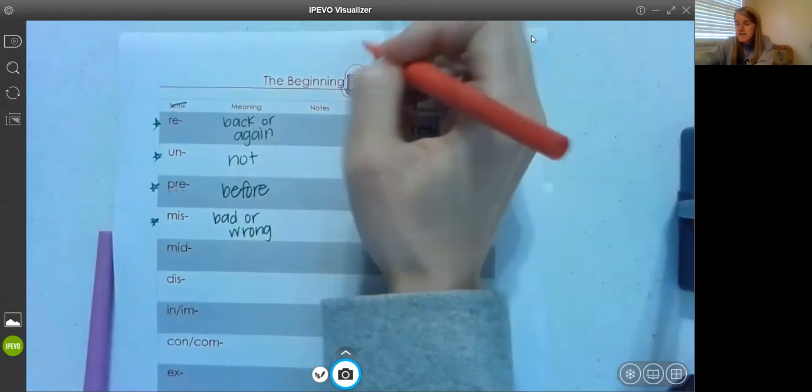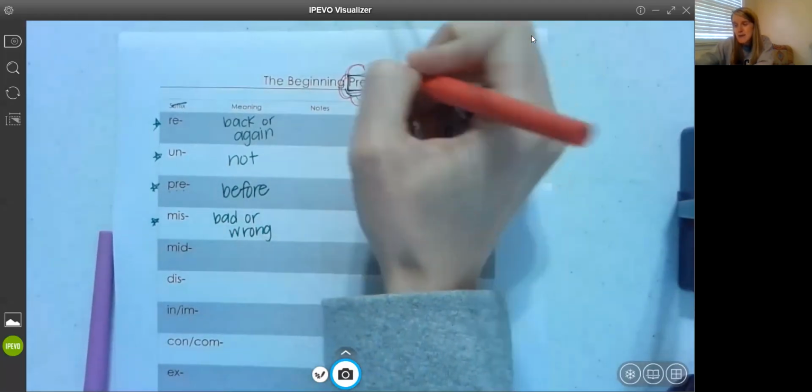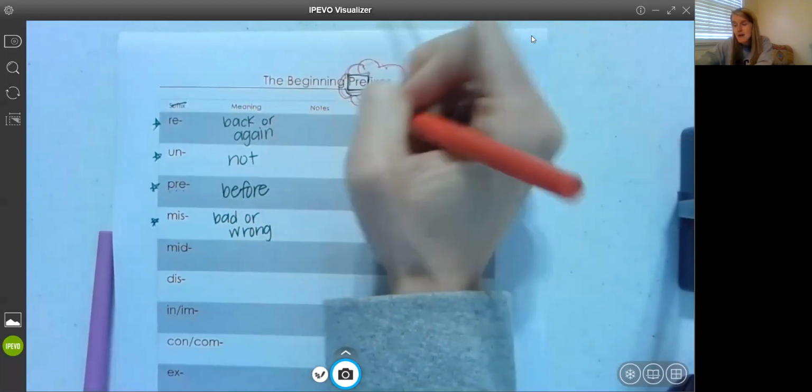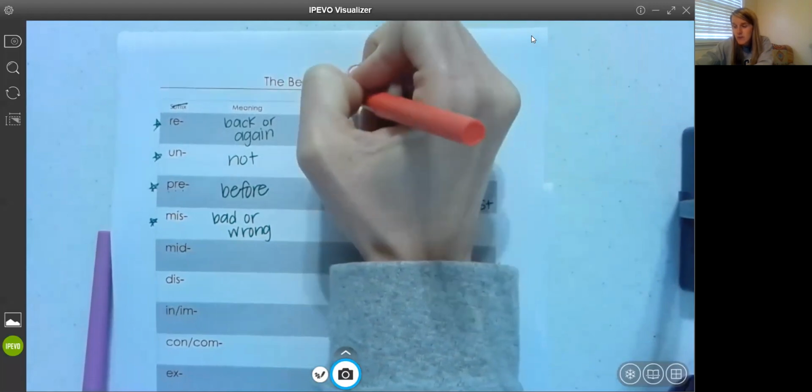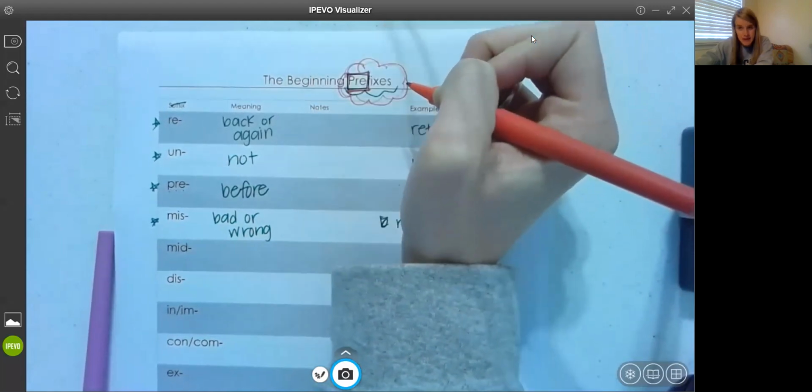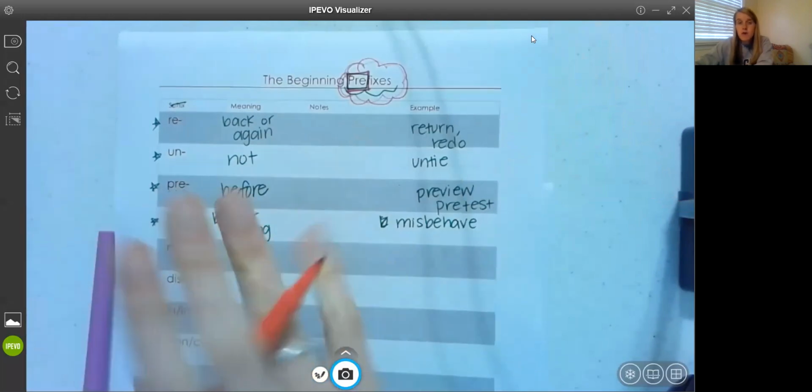Okay, it is prefix time. So we have learned a lot about suffixes. Suffixes come at the end of the word, but prefixes come at the beginning of the word, and it changes the meaning. So we're going to focus on 4 prefixes today.